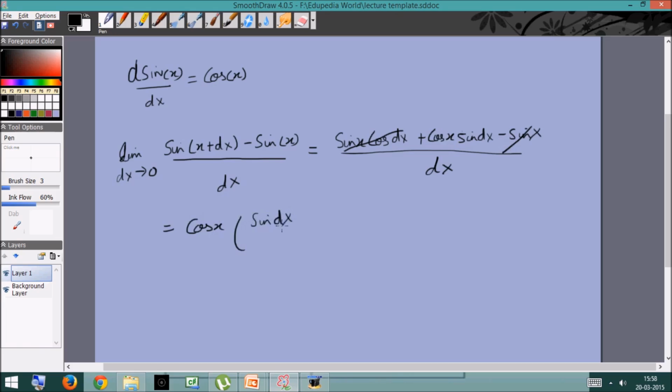sine dx by dx. And this is something which you're going to learn in mathematics soon enough. When the angle is very, very small, the sine of the angle is equal to the angle when they're both taken in radians. And by default, in maths and physics, we always take the value of angles to be in radians. So in radians, sine dx by dx is approximately equal to 1. And so this turns out to be cos x.